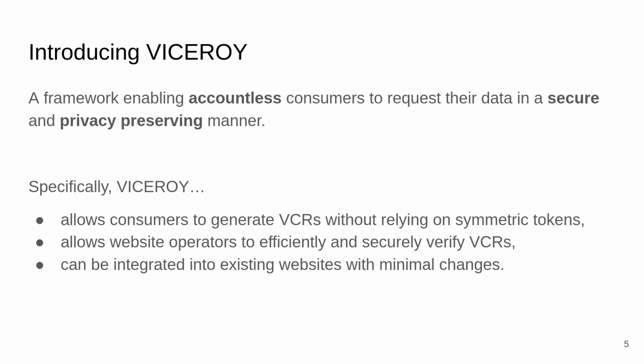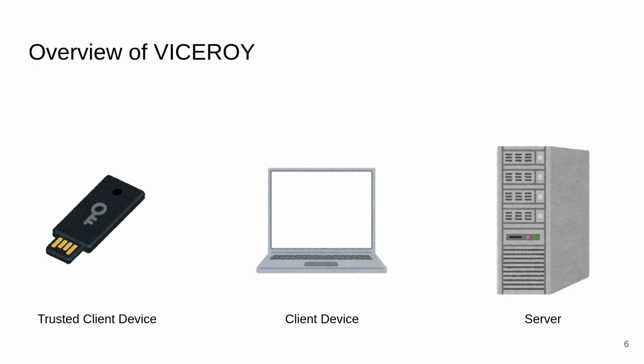rights. I will not go too much into detail on what VICEROY is, but I will definitely give you a brief overview of how VICEROY operates, because this will lead to the implementation efforts that we have put in. VICEROY consists of three entities: a trusted consumer device, or trusted client device, which stores a secret key. Then there's a client device, which you use for your normal browsing activities. It could be your laptop or your desktop. And then there's a server, which you would interact with, which gives you the services that you are accessing.